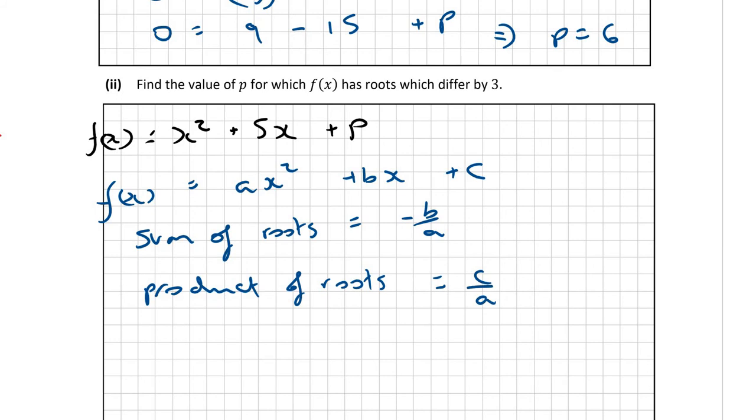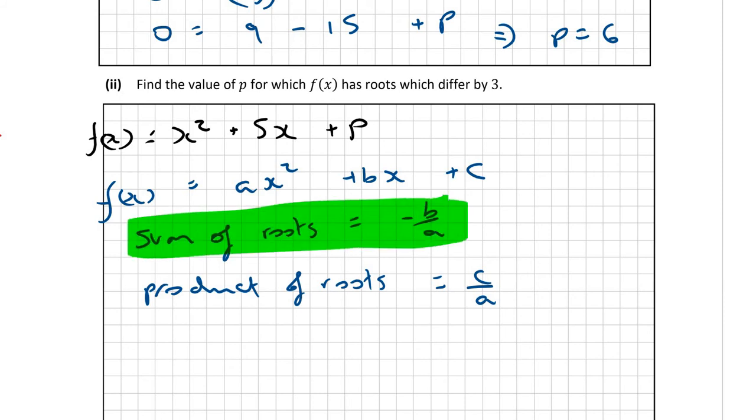Now that's true for quadratic equations. If you think back to how you factorized quadratic equations, when you were looking for the factors, the product of the two factors gave you that number p, provided that the coefficient of x was 1, and the sum of the two factors gave you that number 5. I'm going to use this information here because I don't know what p is. As I don't know the root yet, I'm just going to call it a generic letter r. That's equal to root 1. And as they differ by 3, let the other one be r plus 3.